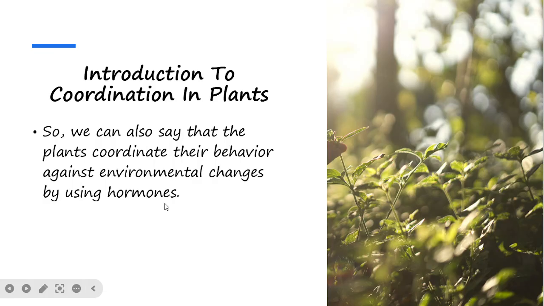So as we've seen, those stimuli are the environmental changes. So basically, plants coordinate their behaviors using their hormones against these various environmental changes. So that's coordination in plants. That's what it is all about.